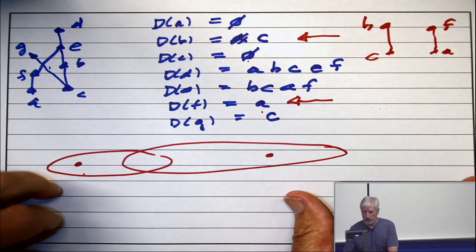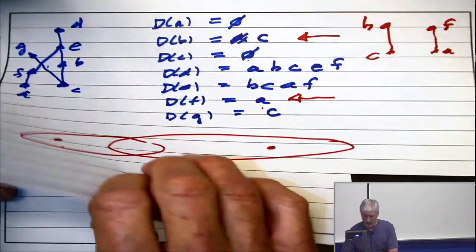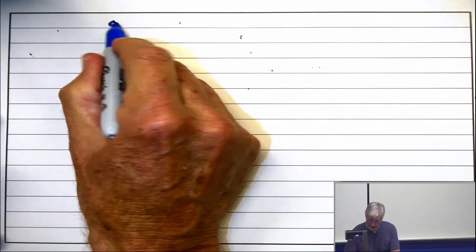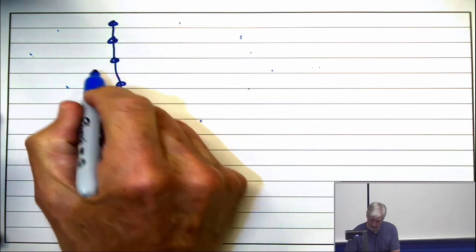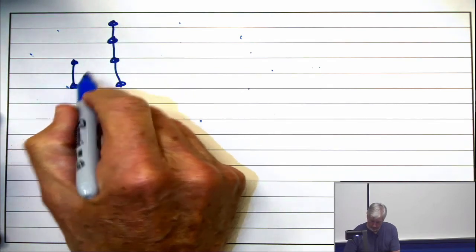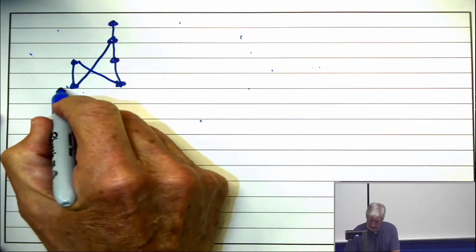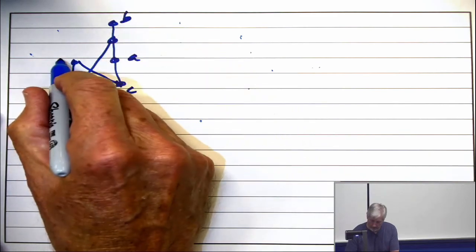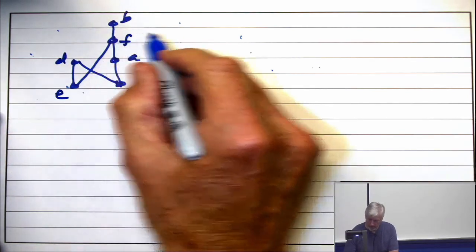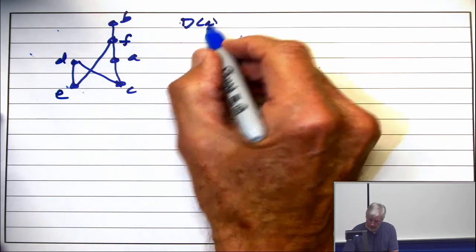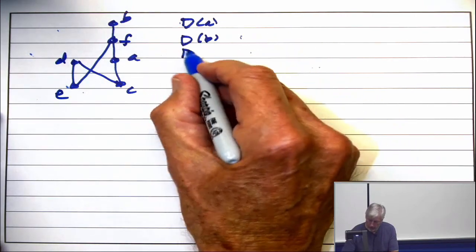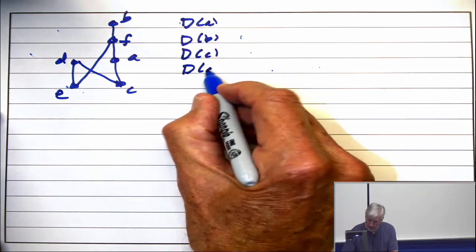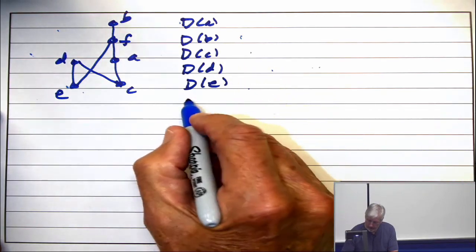All right, let's take an example where there is one. And you might guess which example I'm going to put up here. And the labeling is going to be different, as I'm just making this up. All right. Now, calculate down from A, down from B, down from C, down from D, down from E, and down from F.